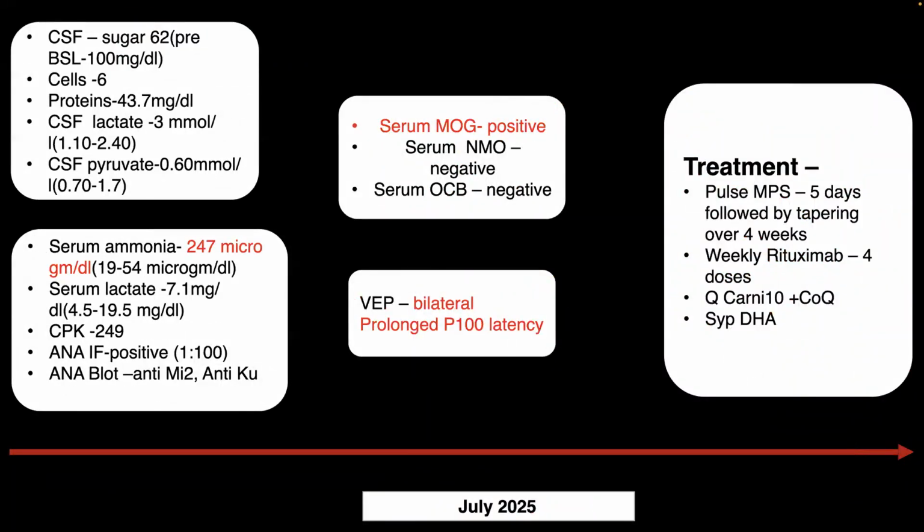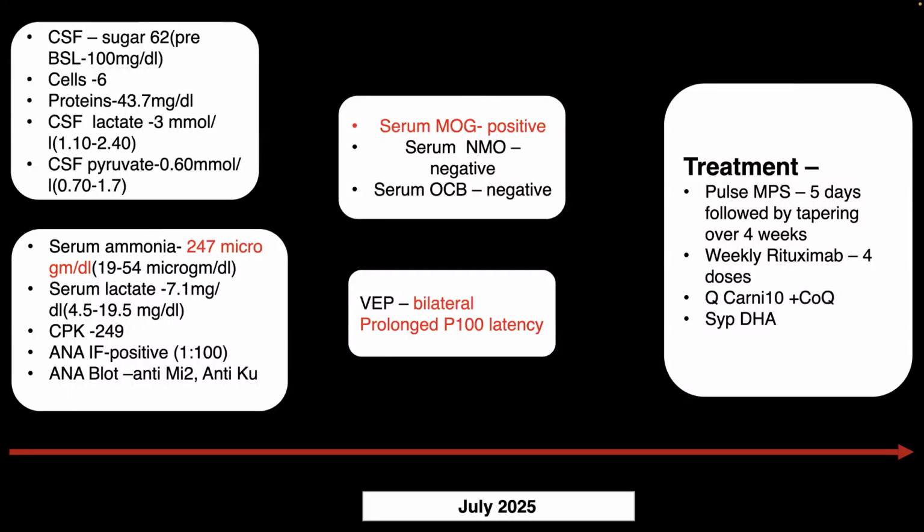So we did CSF. CSF showed sugars of 62. 6 cells were present. Mild elevated proteins of 43. CSF lactate was elevated, 3 millimoles per liter, and CSF pyruvate came normal. Serum ammonia was increased to 47 microgram per deciliter. Lactate was normal. CPK was elevated to 49.